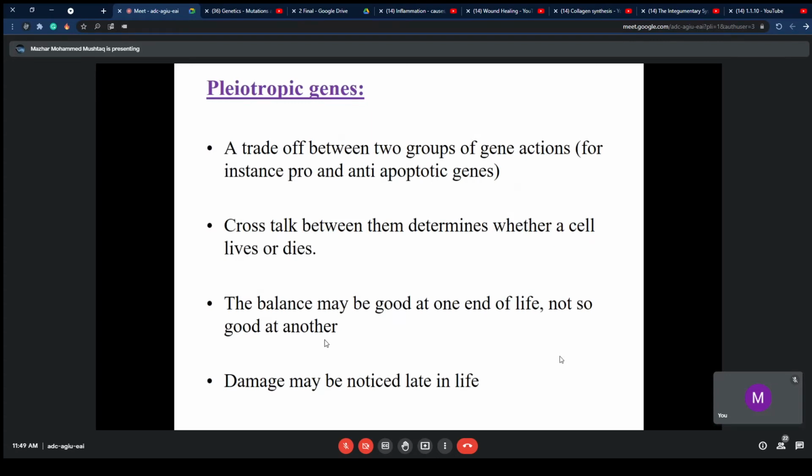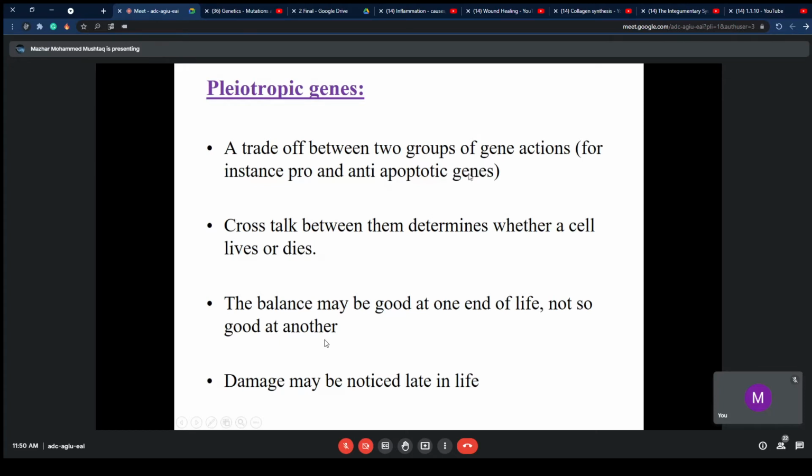Pleiotropic genes. What are the pleiotropic genes? These are the genes that are basically functioning opposite to each other. So these are the two groups of genes. For instance, pro- and anti-apoptotic genes. You have studied them before. What are pro-apoptotic and what are anti-apoptotic genes? Similarly, oncogenes and proto-oncogenes.